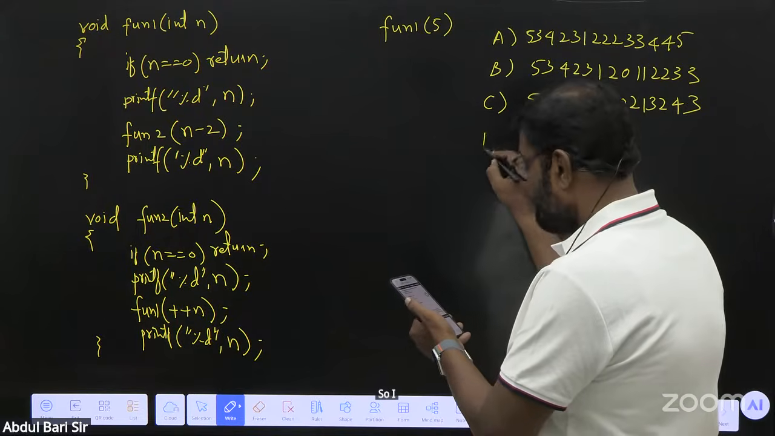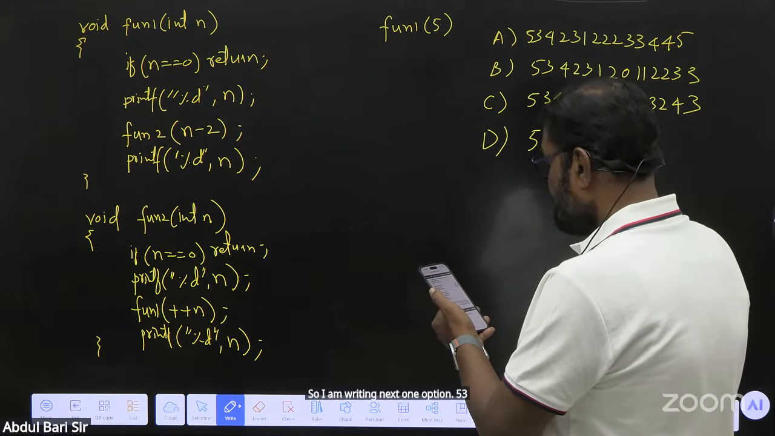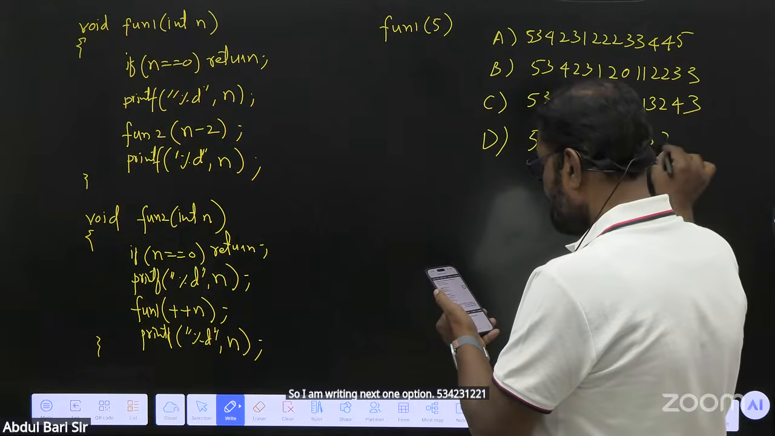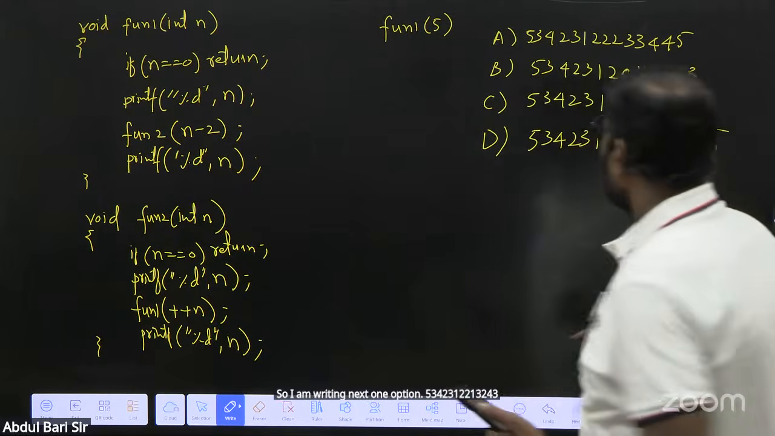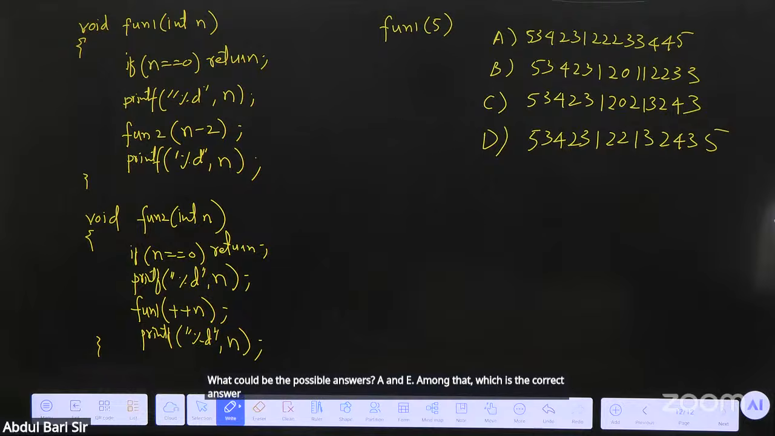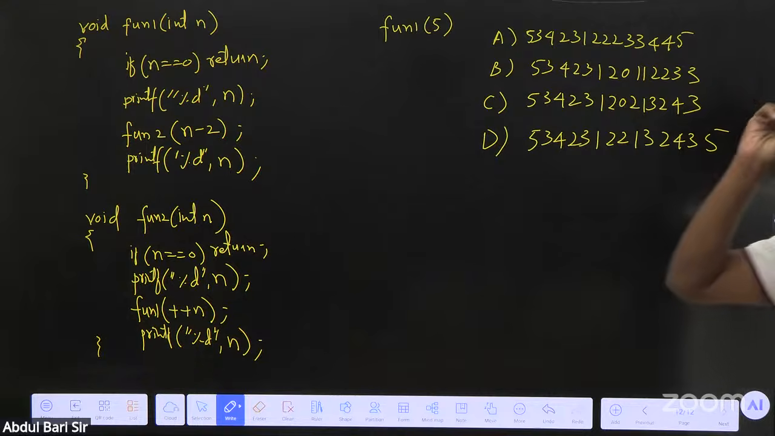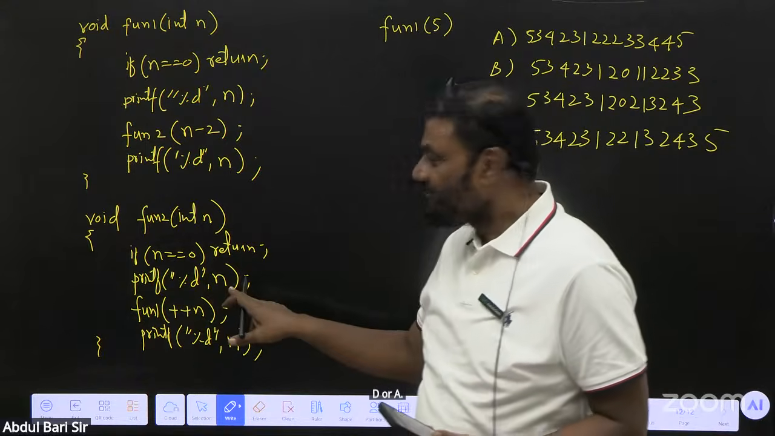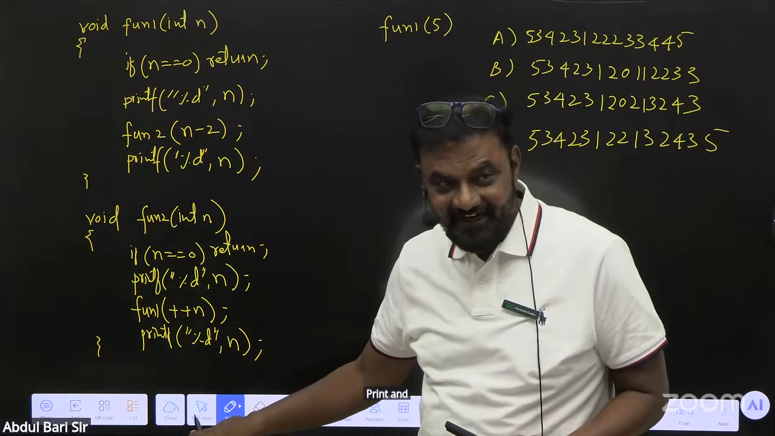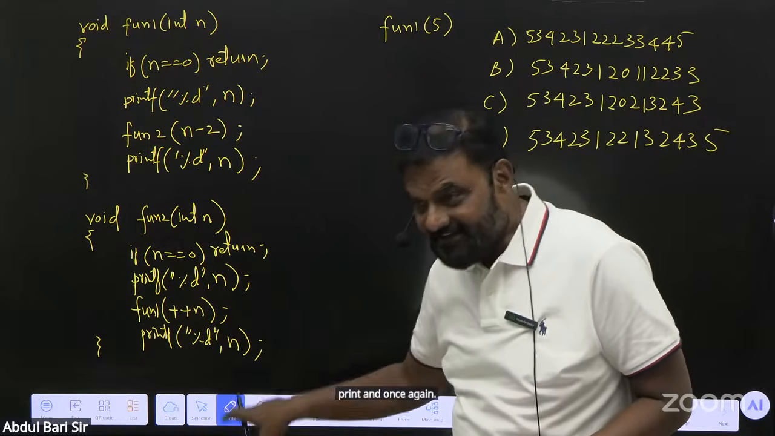So I am writing the next option: 5 3 4 2 3 1 2 2 1 3 2 4 3 5. What could be the possible answers? A and D. Among that, which is the correct answer, D or A? Print n, increase n, and print n once again. Print n once again. Increase n and then print again.